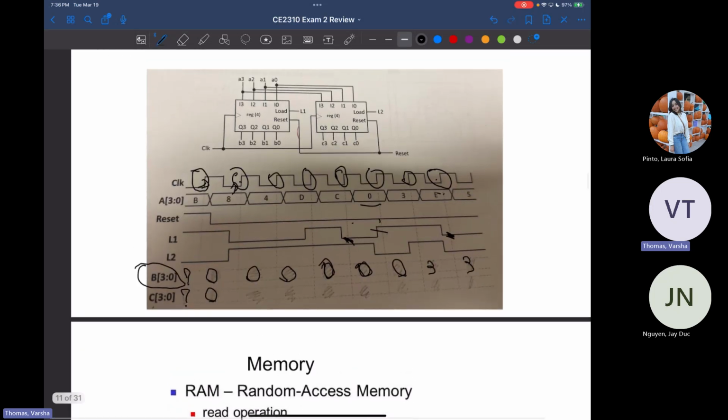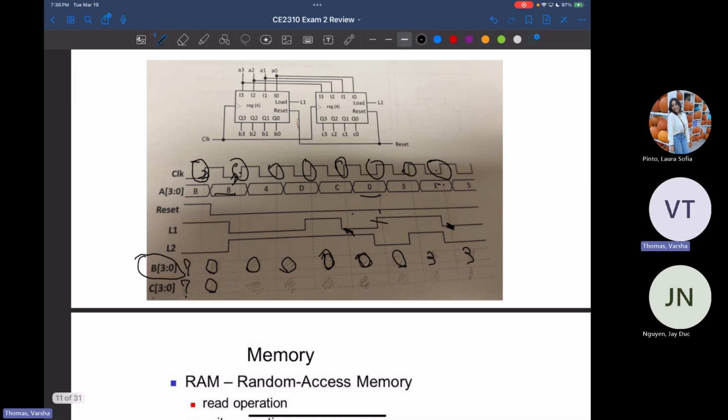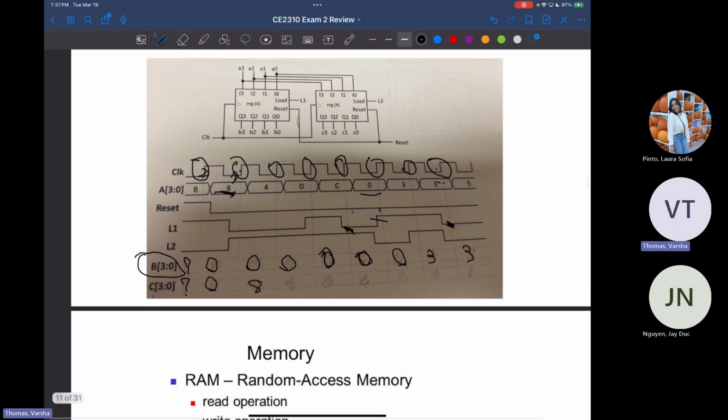Our next rising edge has an 8. We look at the L2. L2 is at 1 now, so we're gonna put an 8 here because that's the input we have, and we're gonna move on to the next rising edge.